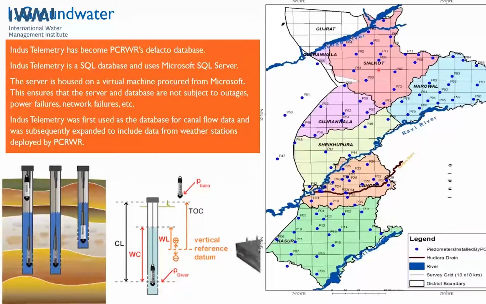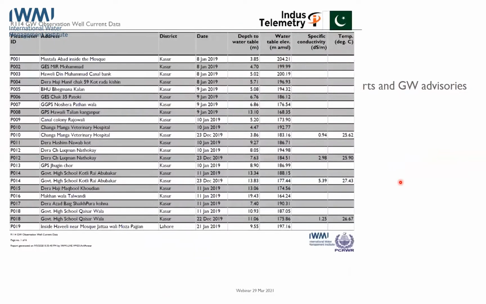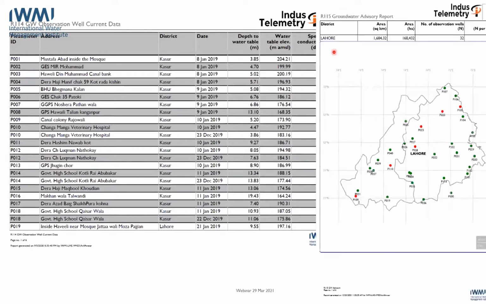In this map, you can see how the observation network is spread across, clustered in different districts of Punjab. Once this data comes into our server, it is processed, and different kinds of reports and advisories are generated through this relational database. One of the reports you can see in this table gives us the depth to water table, elevation, specific conductivity of groundwater, and temperature data.